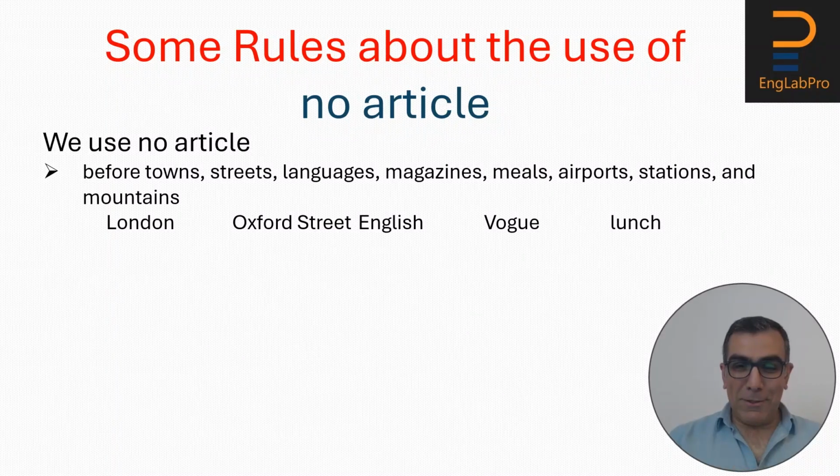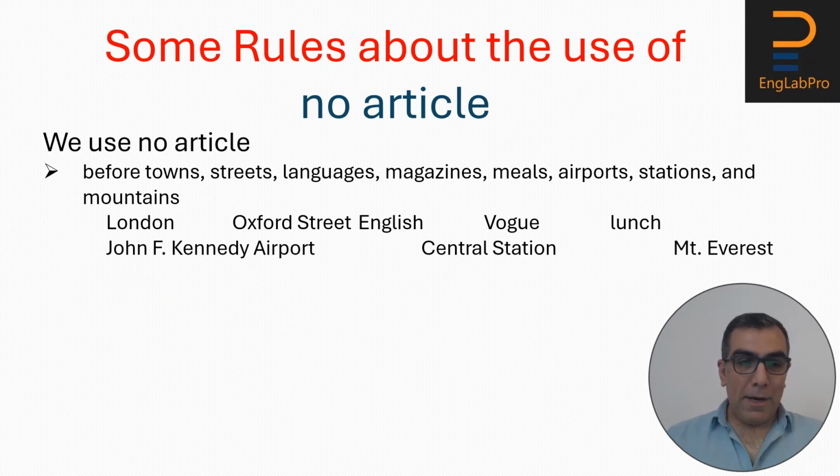For languages, you can say English. Vogue is a magazine, so we don't say the Vogue, we say Vogue. For meals, lunch, breakfast, dinner, we don't use anything. For airports, we can, for example, say John F. Kennedy Airport, or for stations, you can say Central Station, Central Train Station in New York City, or for mountains, you can say Mount Everest.